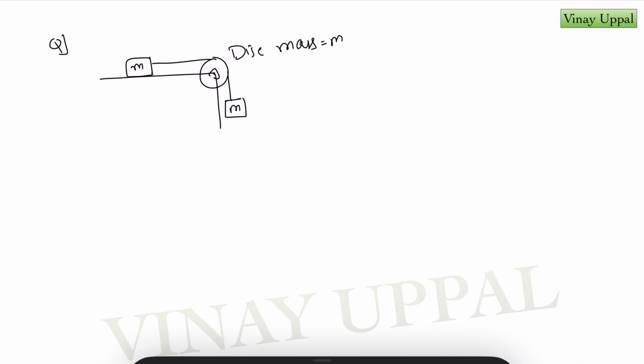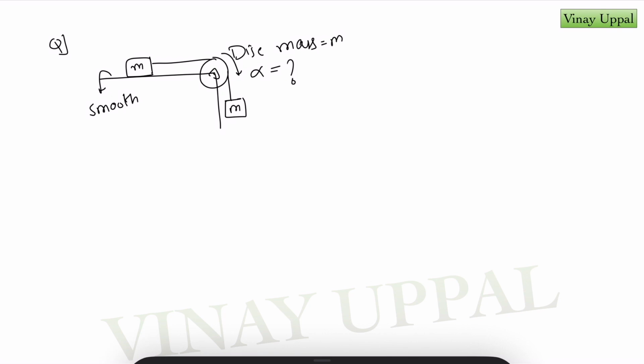This problem is going to be a little different. I have a disc attached or hinged at the corner of a table, and I have a string going around the disc. The mass is m. Let's say I have another block attached hanging vertically, and let's say the disc also has mass m. So once again, no slipping between the string and the disc, and let's assume the table is smooth. The question is asking us to find the angular acceleration of the disc.